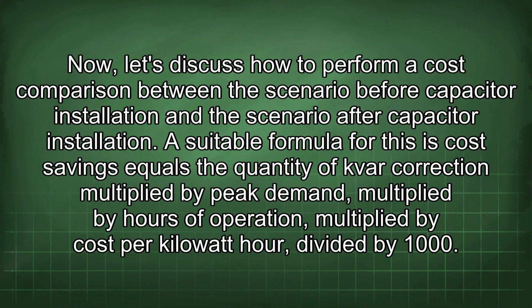Now let's discuss how to perform a cost comparison between the scenario before capacitor installation and the scenario after capacitor installation. A suitable formula for this is: cost savings equals the quantity of kvar correction multiplied by peak demand, multiplied by hours of operation, multiplied by cost per kilowatt hour, divided by 1000.